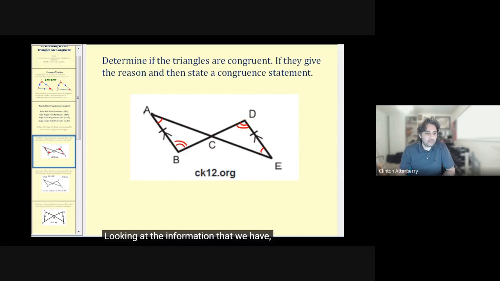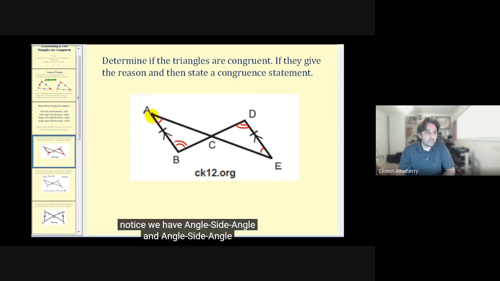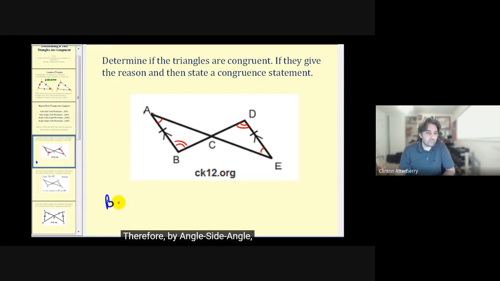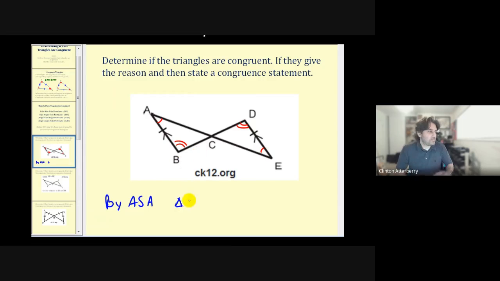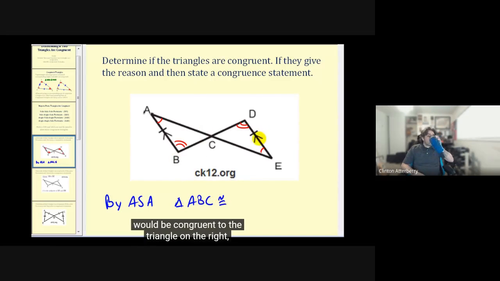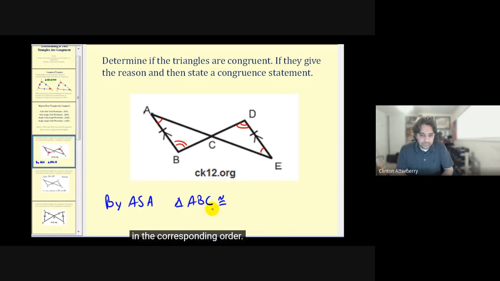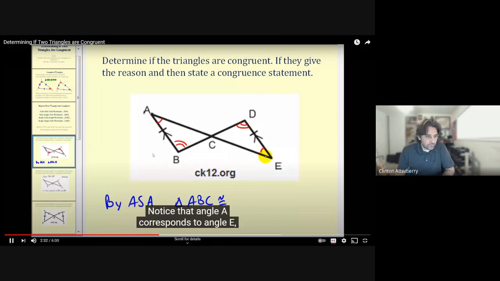Looking at the information that we have, notice we have angle-side-angle in both of these triangles, and therefore by angle-side-angle, triangle ABC would be congruent to the triangle on the right. Again, we need to make sure we list these vertices in the corresponding order. Notice that angle A corresponds to angle E.